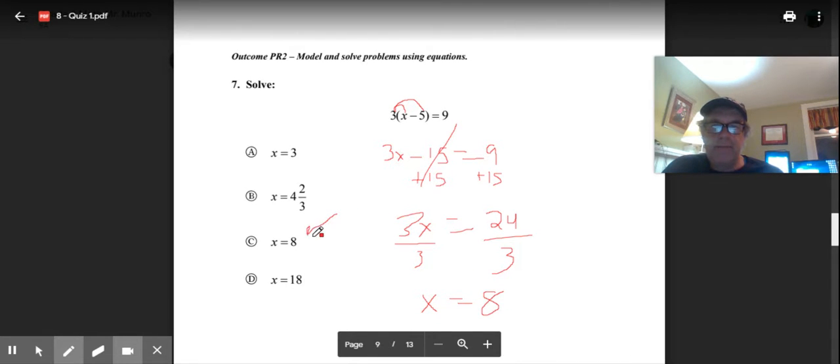To prove it, let's put 8 in here. Pretend there's an 8. 8 minus 5 is 3. And then you have your 3 times your 3 equals 9, and that's balanced. And the answer should be this one here. Okay.